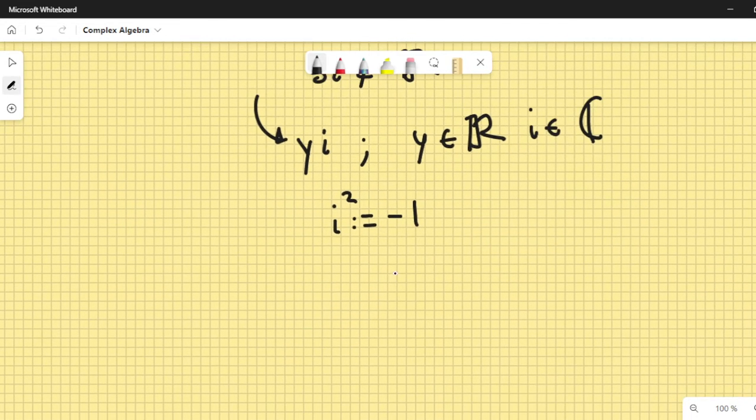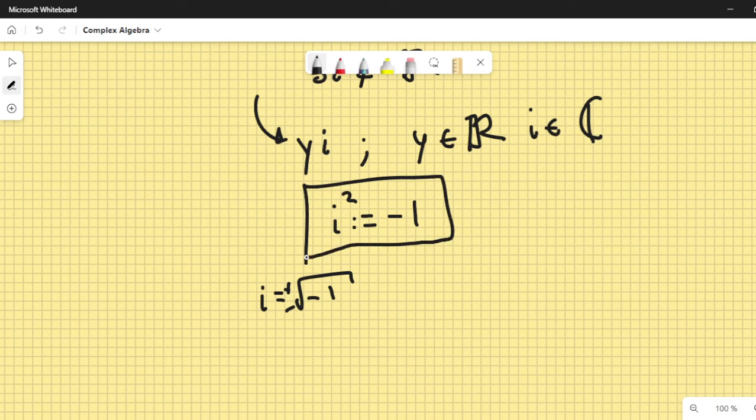I want to mention this because there are people who say that the imaginary unit is the root of -1, but it's not exactly. It's plus minus, right? So the definition of the imaginary unit, sorry, is that its square is -1.